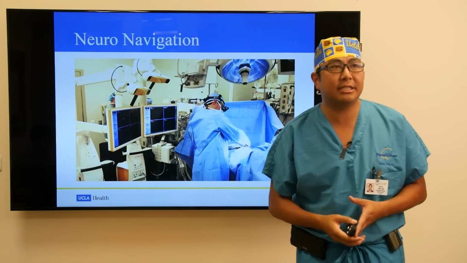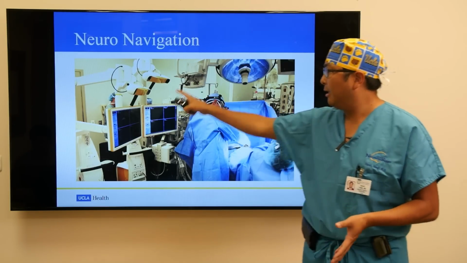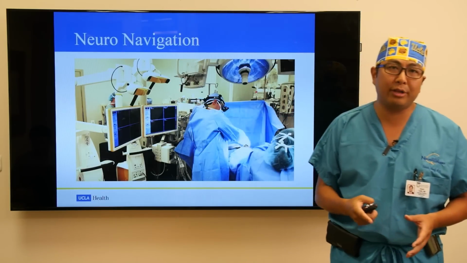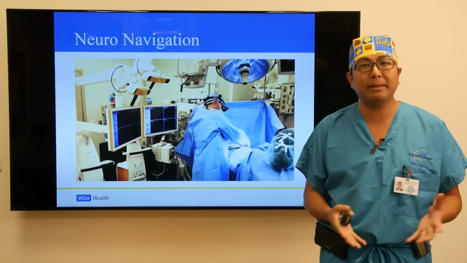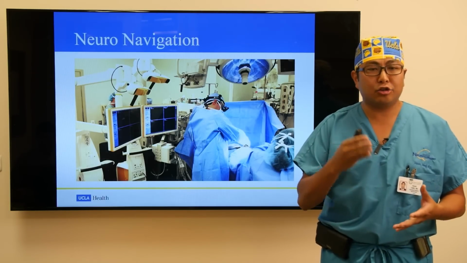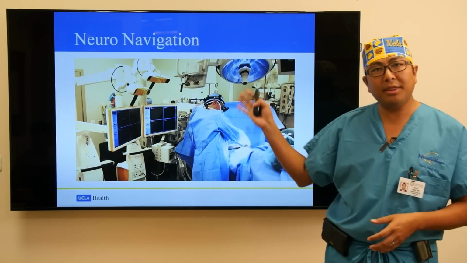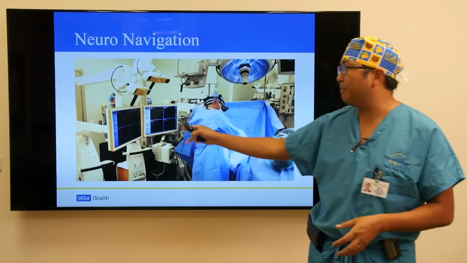The other technology that's very important is Neuro Navigation. Here you can see that we use BrainLab Neuro Navigation. There are several companies that I know of that make Neuro Navigation. There's Medtronic, there's Stryker, there's BrainLab, all these off the top of my head. But the one that we use here at UCLA is BrainLab Navigation.